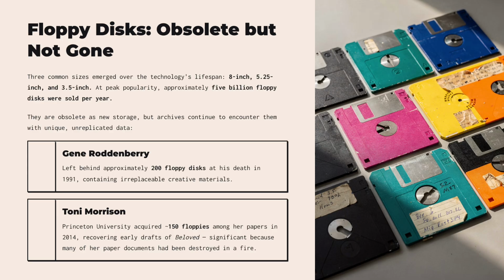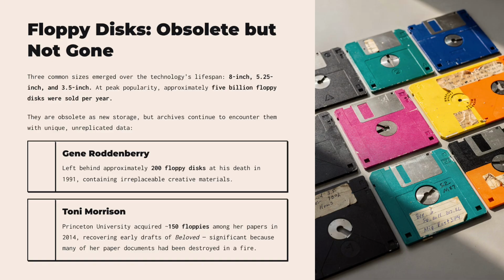I can see some of you thinking, floppy disks? Really? And yes, really. At the peak of their popularity, approximately 5 billion floppy disks were sold per year. The 3.5-inch version held 1.44 megabytes of data, which is enough to store a couple of small photographs. By today's standards, that is almost nothing. But decades of human activity were documented on these disks, and unique, unreplicated data may be sitting on floppies in collections you will work with.